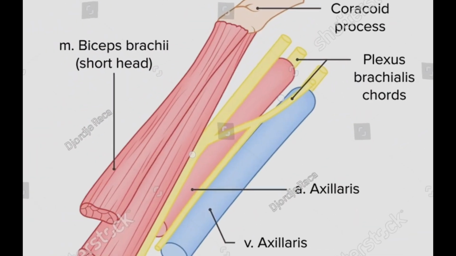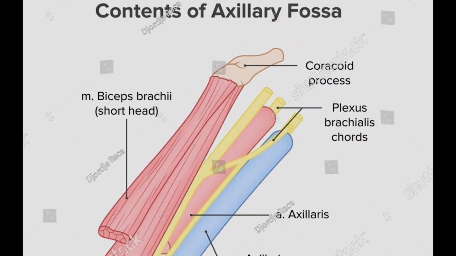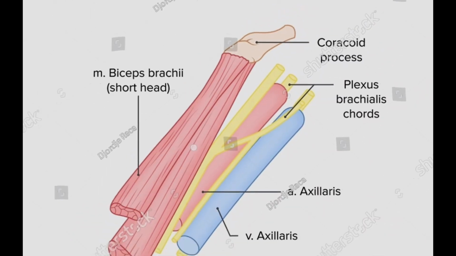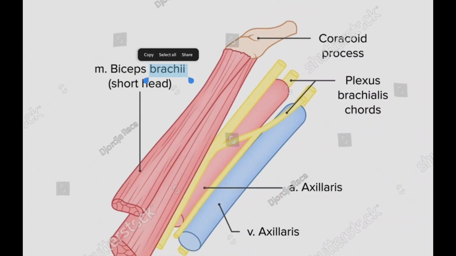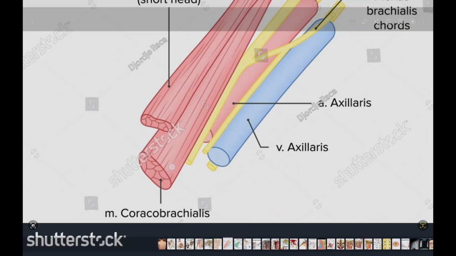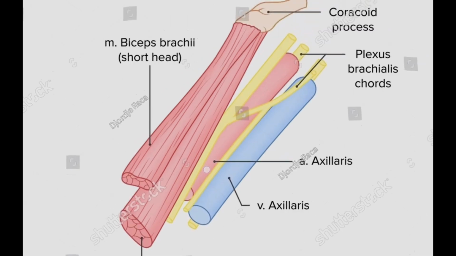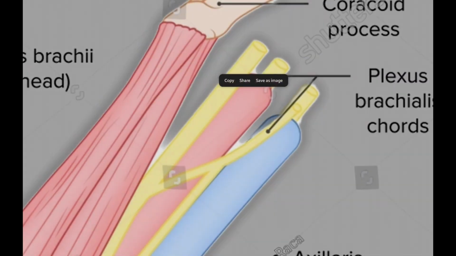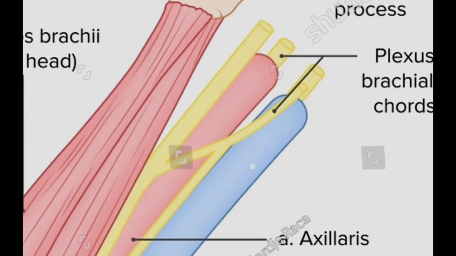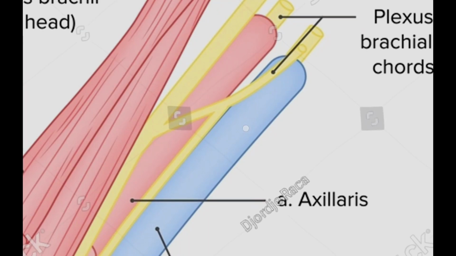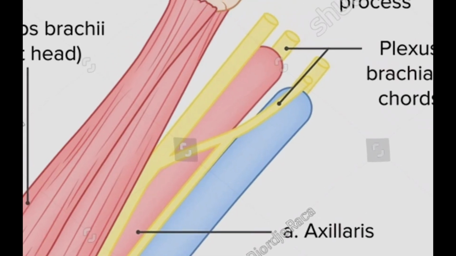These are the contents of the axillary fossa. The coracoid process attaches two muscles. One is biceps brachii. Forget about the short head, long head; we'll come to that later on. And the one below it is coracobrachialis. This one is the axillary artery. Next to it you have the axillary vein. And these yellow colored structures are the brachial plexus.